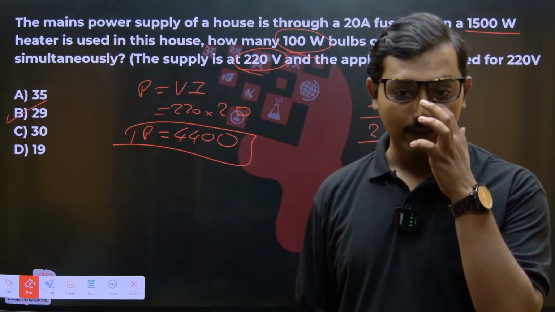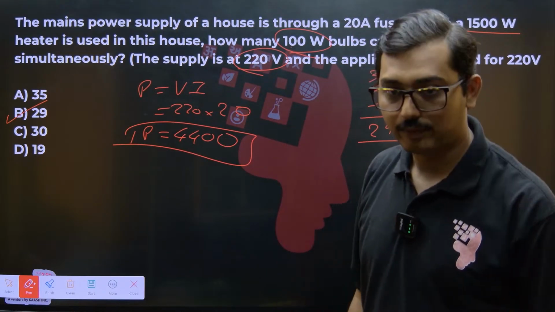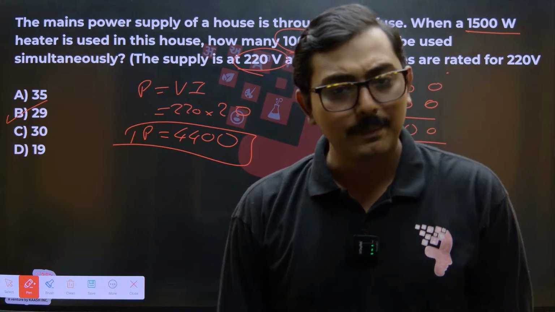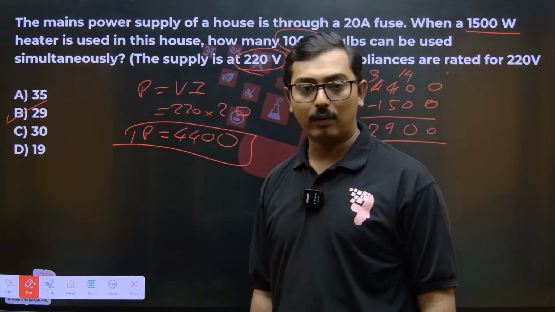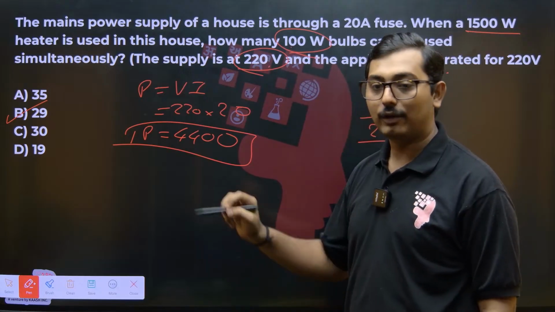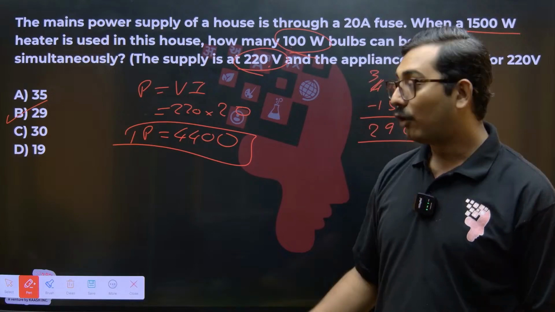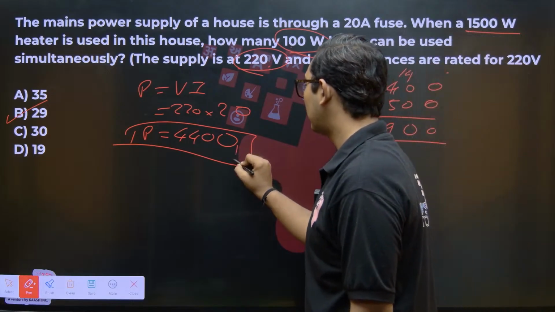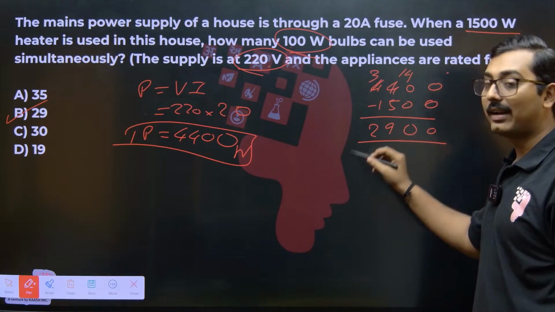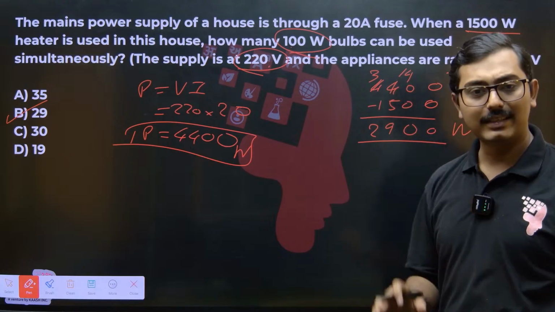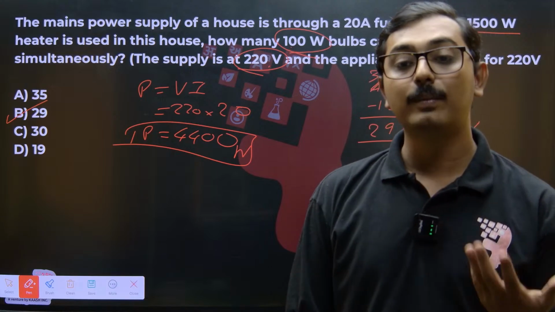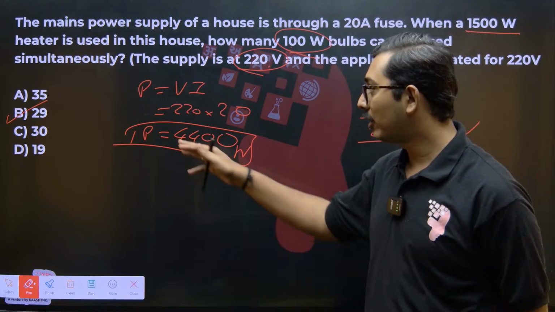Yes, correct. If you have written the answer right now, then correct. Option B is the answer, 29. Simple thing, what will you do? You will find the total power. How much power will be required? For that, voltage is given, ampere is given. With that, you will get the total power capacity. Total power is 4400 watt, and when 1500 is subtracted from it, what will you get? 2900 watt as the answer. That is reserved for bulbs. One bulb consumes 100 watt of power. So how many bulbs will consume 2900 watt? It is 29 bulbs.